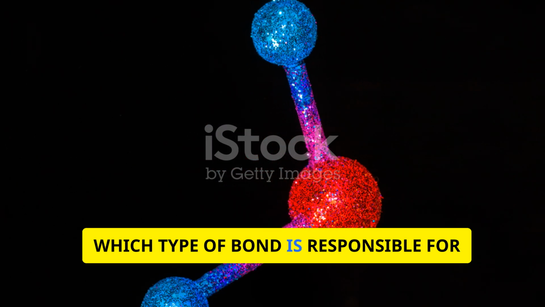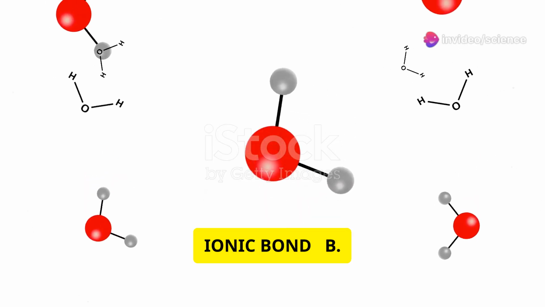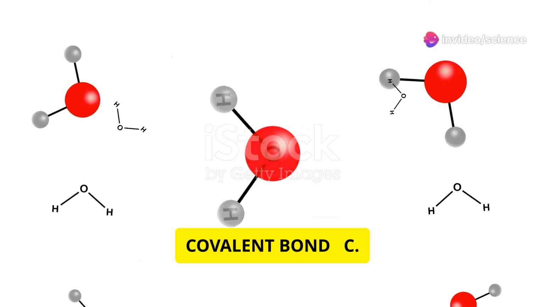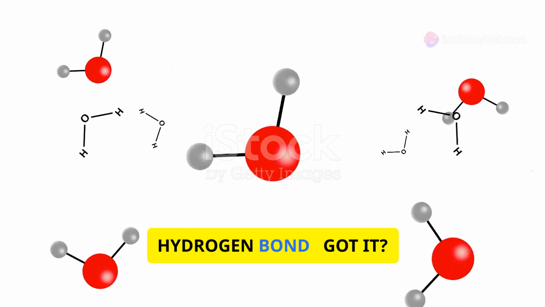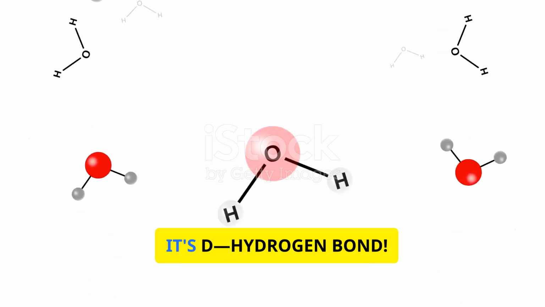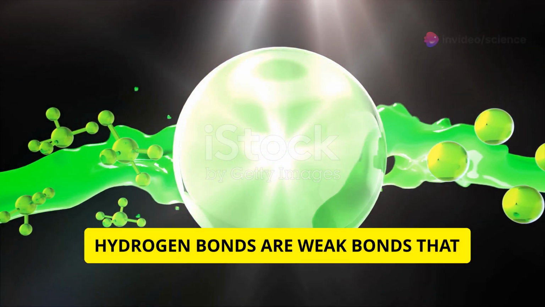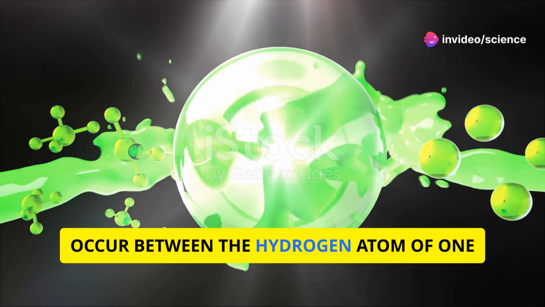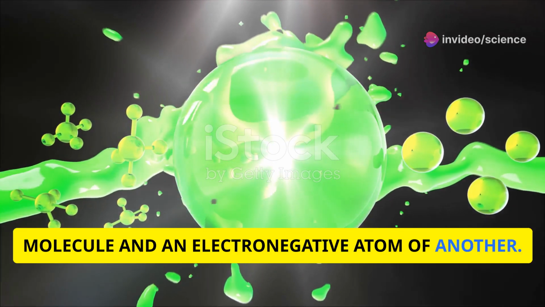Additional questions. Bonus question. Which type of bond is responsible for the properties of water? A. Ionic bond. B. Covalent bond. C. Metallic bond. D. Hydrogen bond. Got it? It's D. Hydrogen bond. Hydrogen bonds are weak bonds that occur between the hydrogen atom of one molecule and an electronegative atom of another.